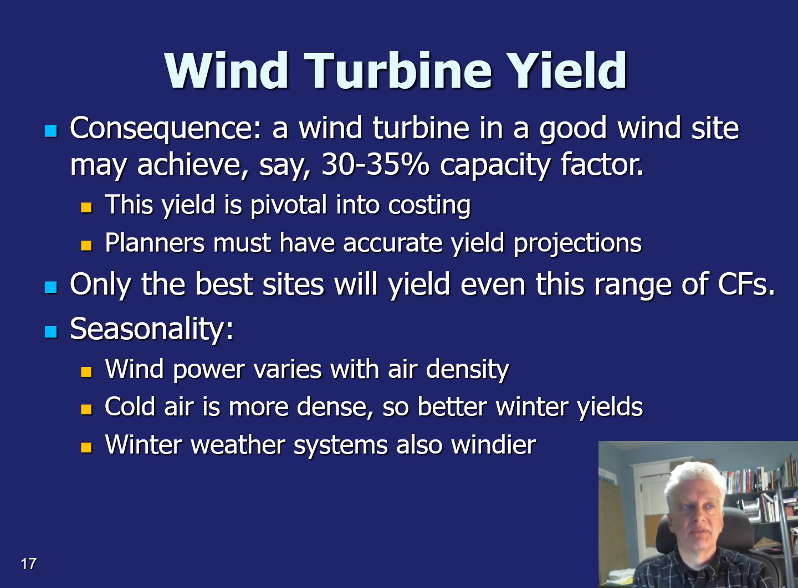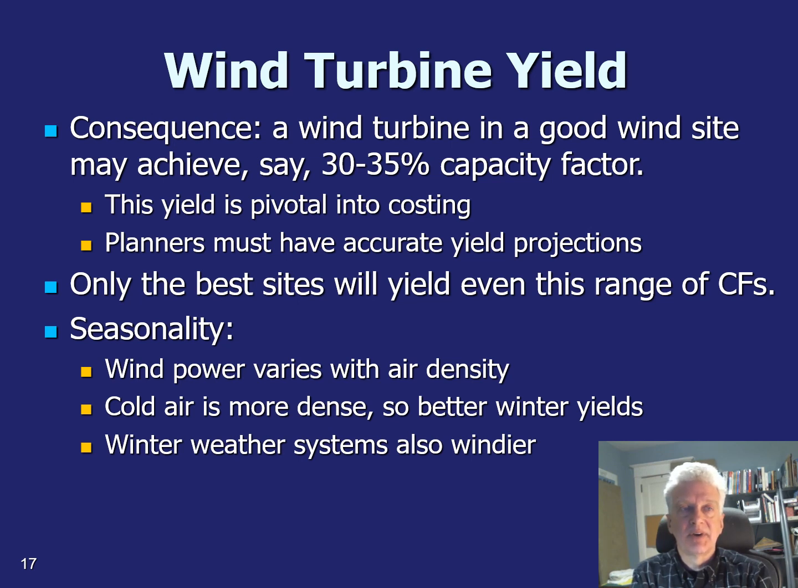So once someone's taken that kind of analysis and selected a wind turbine to put in a particular site and they've got the measurements, a wind turbine in a good wind site might achieve a capacity factor in the range of 30 to 35%. And recall that capacity factor is the percentage of the nameplate rated capacity that the system will actually deliver, given that the source is a varying input. That yield is pivotal in doing your costing.